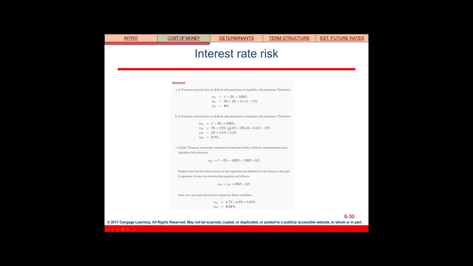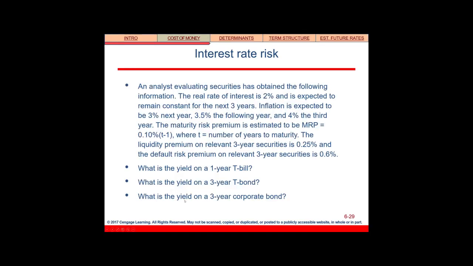For the 3-year treasury bond, you have to consider the maturity risk premium, which is 0.2%, and the inflation premium is the average of the inflation in the next 3 years, so it's 3.5%, right? And then the last one is the yield. What is the yield on the 3-year corporate bond?